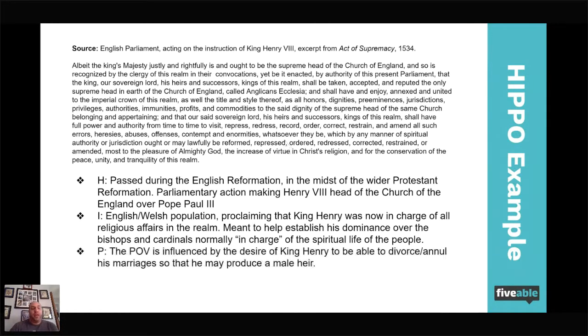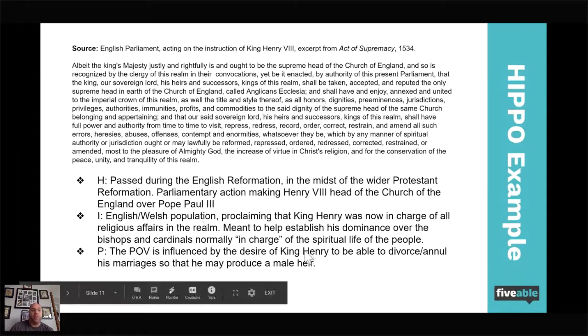The point of view is where I would say that this is the reason why it's happening. Again, he wants to be able to divorce or annul his marriages. Right? And if you remember, divorced, beheaded, died, divorced, beheaded, survived. You can remember his wives and how it happened. The whole goal here is to produce that male heir. All right, so this is definitely from the point of view of a guy who wants to produce a male heir, and the only way he can do that is if he takes power away from the Catholic Church.